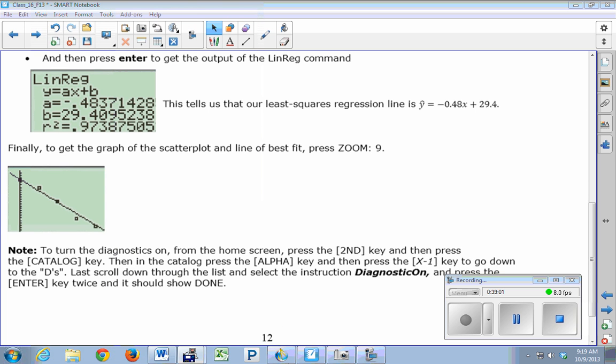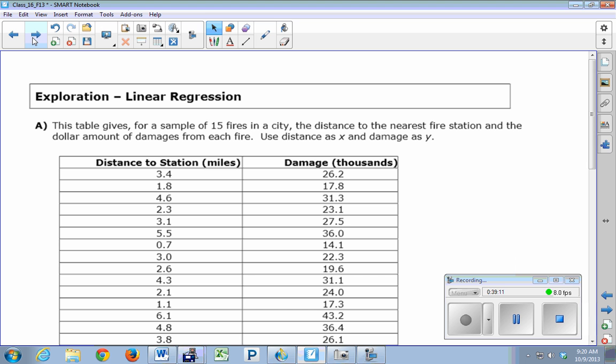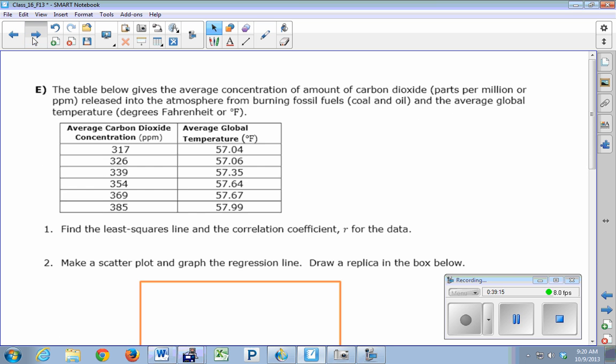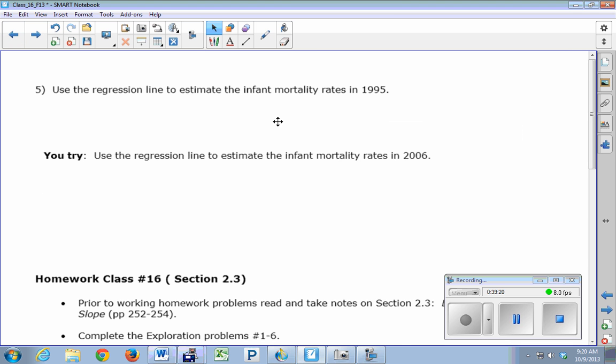So then when you go to your graph, you'll actually see your line of best fit. So all the steps are there. I want to do one problem with you. You have a ton of data sets to work on for the rest of the period. But let's use our regression line to actually estimate the infant mortality rates.